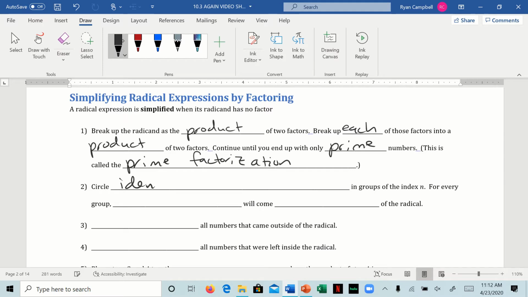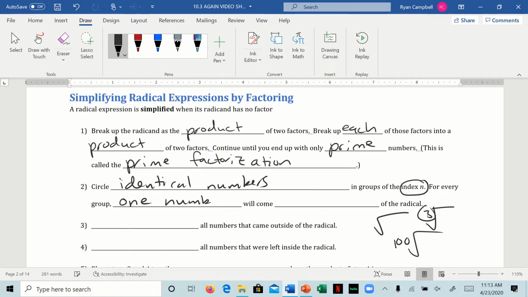Then you want to circle identical numbers in groups of the index n. So n is actually going to tell you how many numbers need to be in a group. If it's a square root, you're going to need 2 numbers. If it's a cube root, you're going to need 3 numbers in a group. If it's the 100th root, you're going to need 100. For every group that you circle, 1 number will come out of, or outside, the radical.